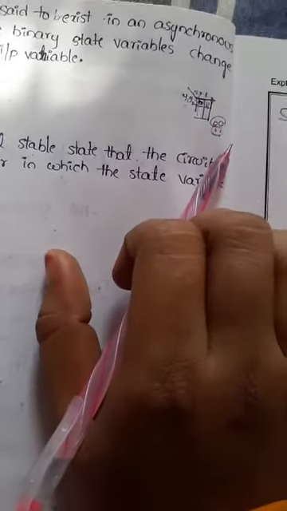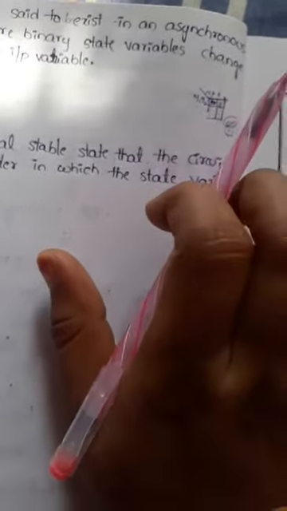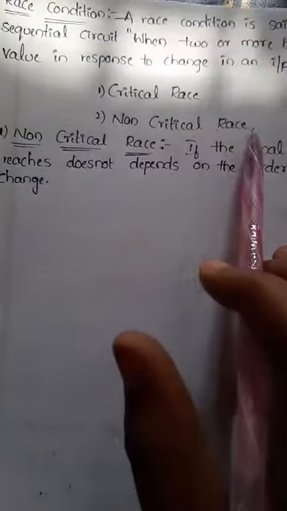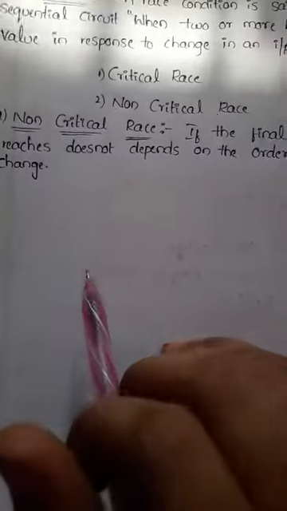So at which stage do we get the race condition? In the transition table, while changing the input from 0 to 1. That is the race condition. Now we'll see one by one what is meant by non-critical race and what is meant by critical race. First we'll go with the non-critical race.